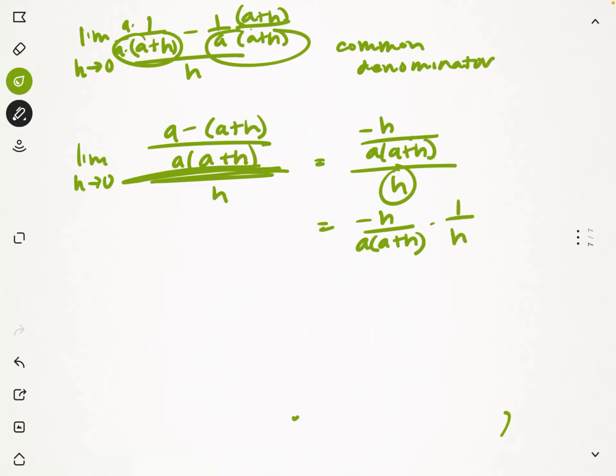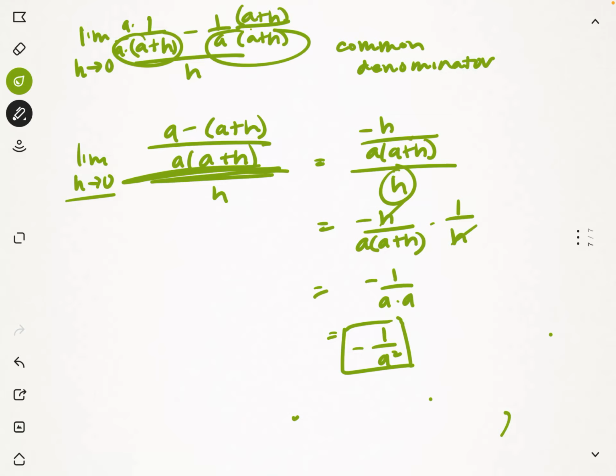Now the cool thing here, for those of us who are math nerds, is all this stuff is going to start to simplify now. So h and h cancel out. So on the top we have negative 1 over, now because we have the a plus h in the denominator but it's in parentheses, we can substitute 0 in from our limit. So 0 for h is going to be a times, well, a plus 0 is a again. So this whole thing is 1 over a squared.